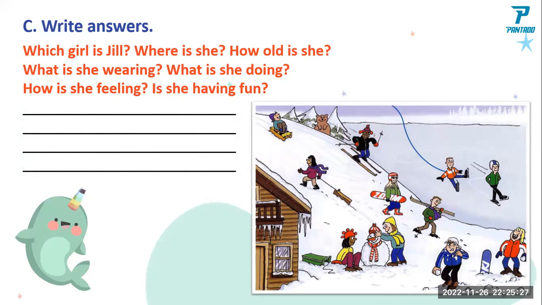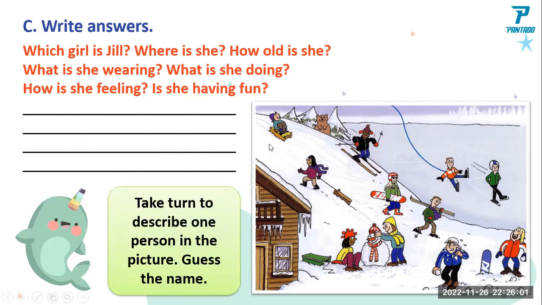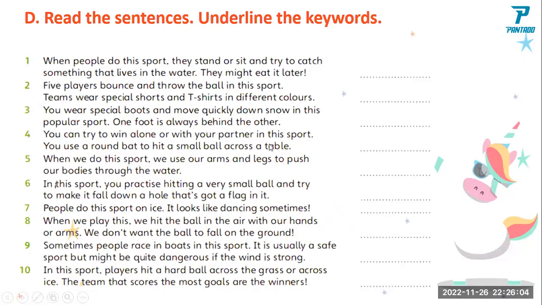So I bet that she likes to play with the snowman. Okay, what is Jill wearing? She is wearing a yellow jacket. How is she feeling? Is she having fun? What do you think? Did she smile? Yeah, she feels happy. Okay, she feels happy.